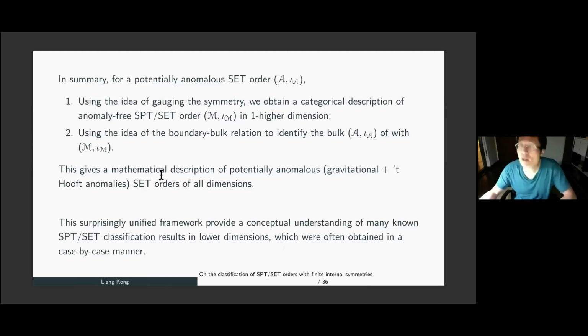So in summary, for potentially anomalous SET order, using the idea of gauging the symmetry, we obtain a categorical description of an anomaly-free SET order in one higher dimension. And using the idea of the boundary-bulk relation to identify the bulk with this one, we give a mathematical description of potentially anomalous orders, even more general than the previous one. It can include gravitational anomalies and other anomalies of all dimensions. Let me not present the general result. Let me just claim that this surprisingly unified framework provides a conceptual understanding of many known classification results in lower dimensions, which are often obtained in a case-by-case manner.